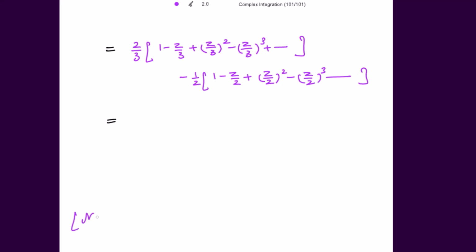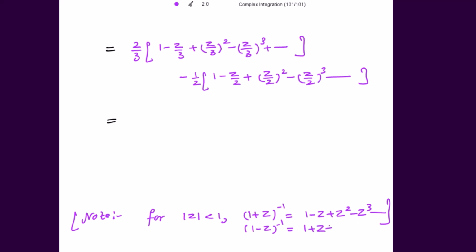I'm writing a note over here for the expansion. So for mod z strictly less than 1, the expansion of (1 plus z) to the power negative 1 is 1 minus z plus z square minus z cube, so on. And if it is (1 minus z) to the power minus 1, then all the terms are positive: 1 plus z plus z square plus z cube, so on. Please remember, if there is a positive sign, then alternate signs. And if there is a negative sign in the bracket, then all the terms are positive.